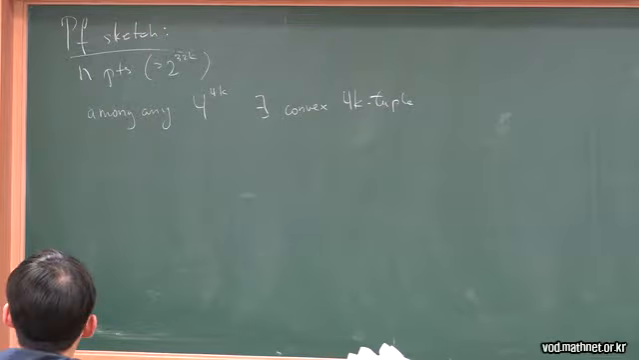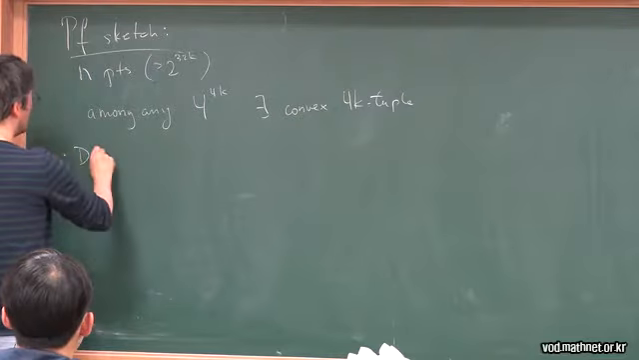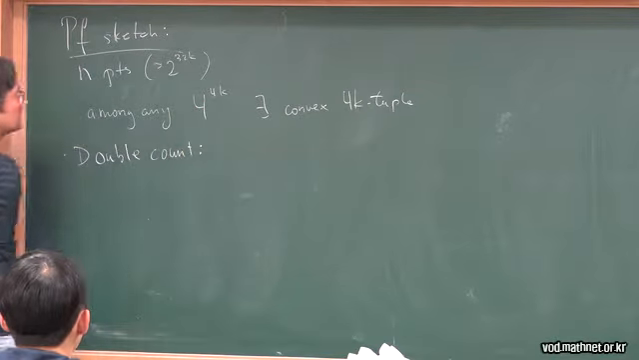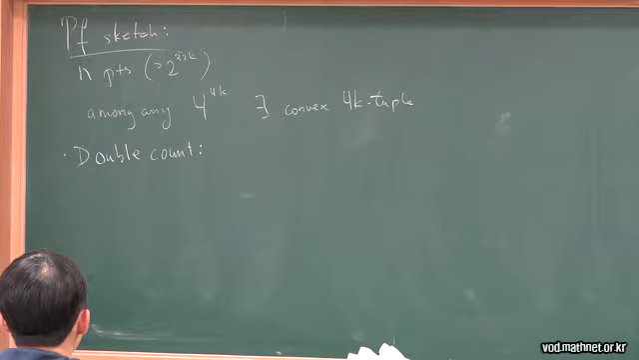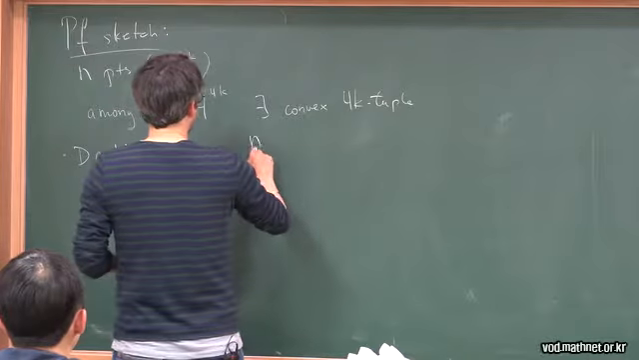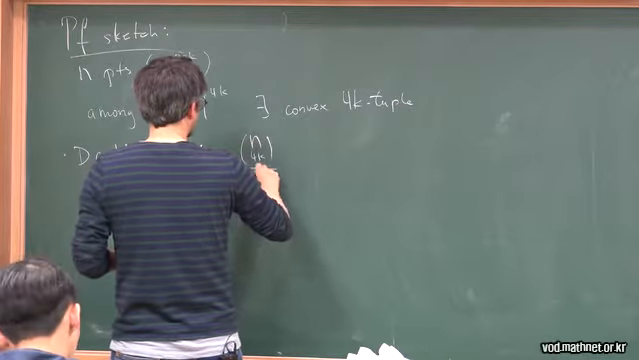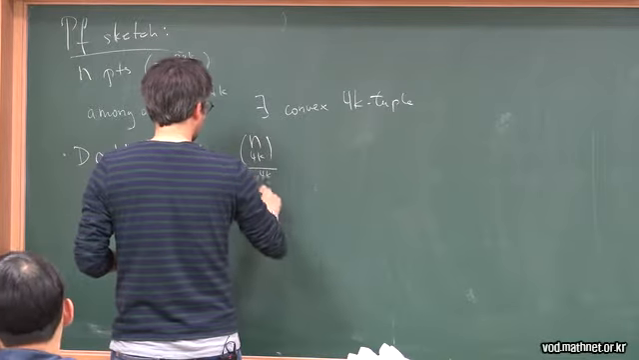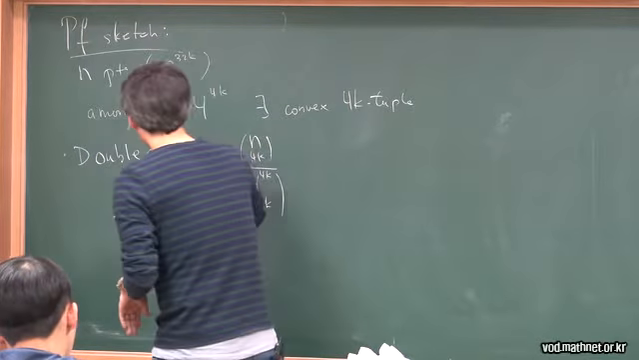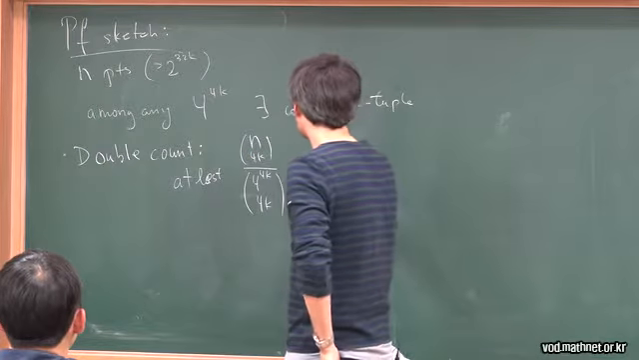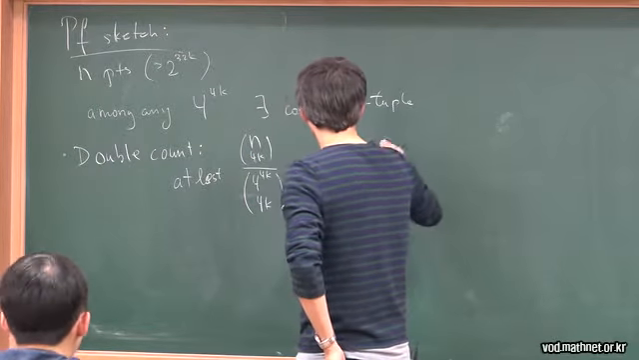Okay, so the point is now to count these. So I do a double count. This is a simple double counting, and it tells you that there are many convex 4k-tuples. At least n choose 4k divided by 4 to the 4k choose 4k, at least this many convex 4k-tuples.